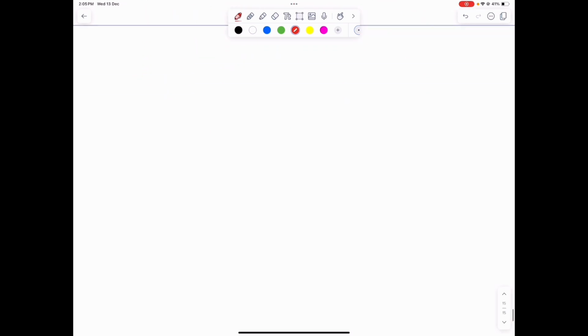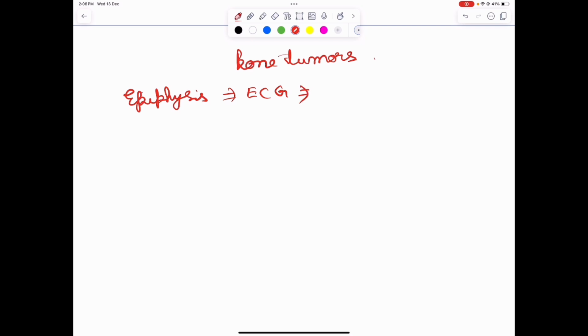Now we move on to the class of different bone tumors. Now for bone tumors, you have to remember that the most common benign bone tumor is osteochondroma. But before we move in there, let's see what are the lesions that occur in the epiphysis. Lesion occurring in epiphysis is ECG, that is Ewing sarcoma? No. In epiphysis ECG, Ewing's occurs in diaphysis. So what would be the other lesion that would be happening here?